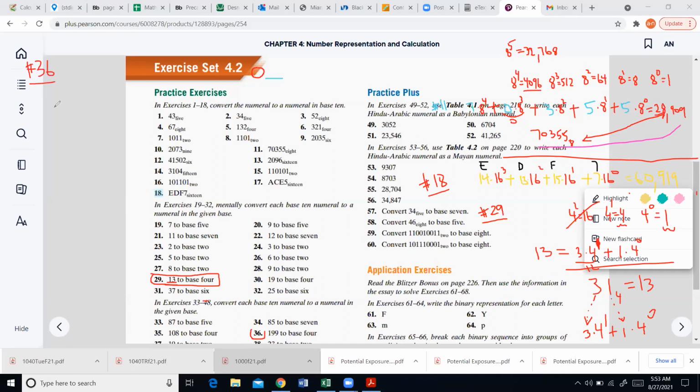It says 199. Write it in the base 4. Please notice this number is in the base 10. So now I need to write it with powers of 4.